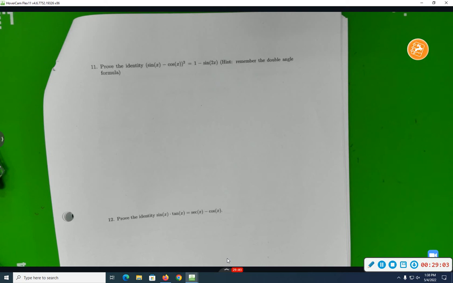Cool. So what's the sine of 2x? Sine of 2x is 2 sine x cosine x. So it'll be 1 minus that.